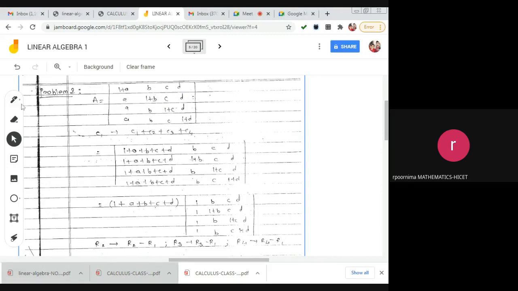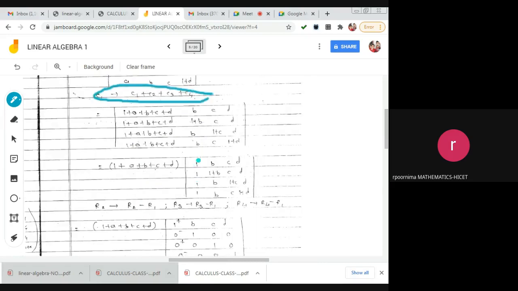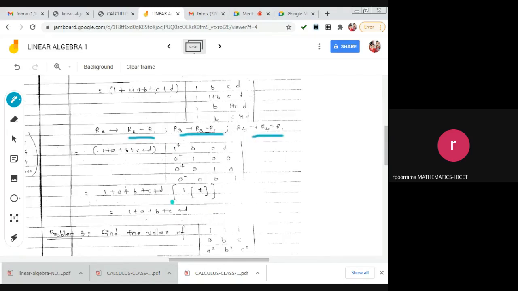You can apply the column operation C1 goes to C1 plus C2 plus C3 plus C4. So you'll be getting the first column as 1 plus a plus b plus c plus d. Now you can take it outside because the first column will be having the same entry. After taking it outside, the first column will be 1 1 1 1. You can apply the same row operations. R2 goes to R2 minus R1, R3 goes to R3 minus R1, and R4 goes to R4 minus R1. So you get the maximum number of zeros in your first column. Expand using your first column terms, so that you will be getting your answer. It is an easy way.